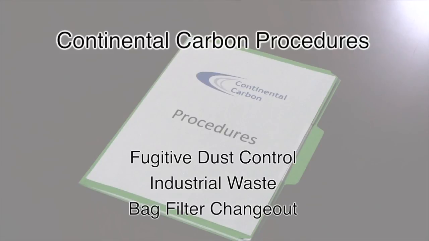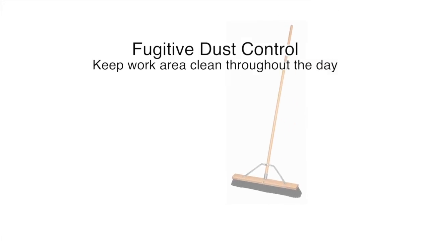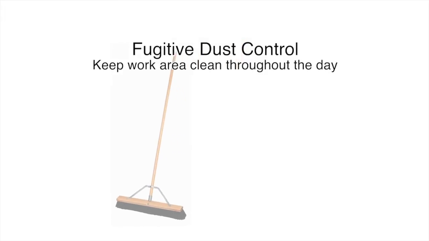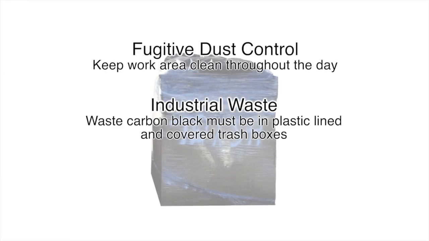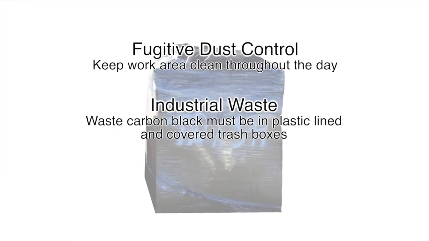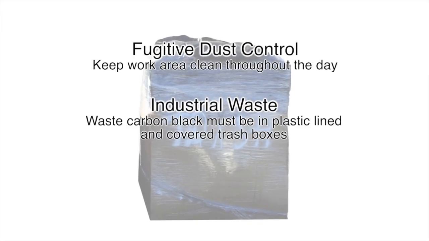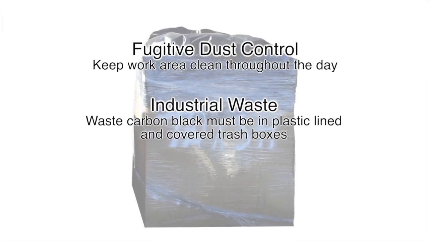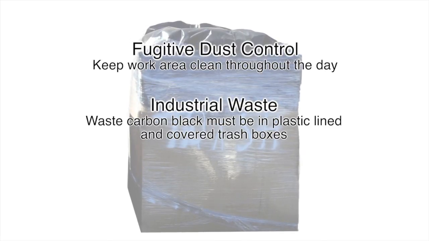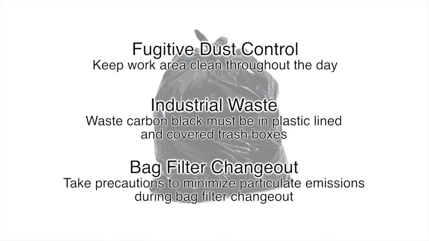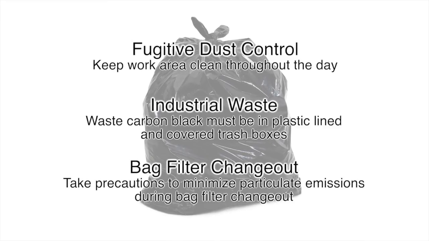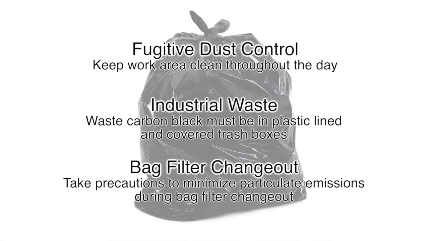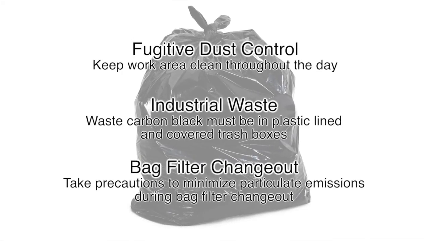Here's a summary of each of these procedures. To control fugitive dust, you must keep your work area clean of carbon black throughout the workday. Waste carbon black must be placed in plastic-lined and covered trash boxes for disposal. Other construction waste must be collected for proper disposal. When the waste is ready for disposal, notify plant personnel. During bag filter changeout, you must take precautions to minimize the generation of particulate emissions. Filter bags must be placed in sealed bags for proper disposal.